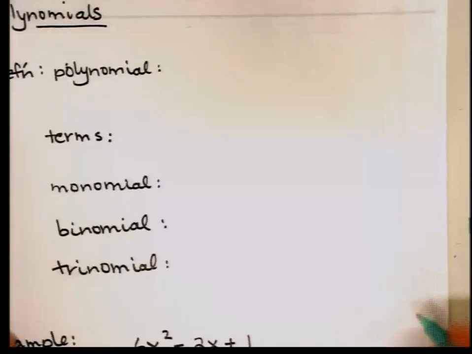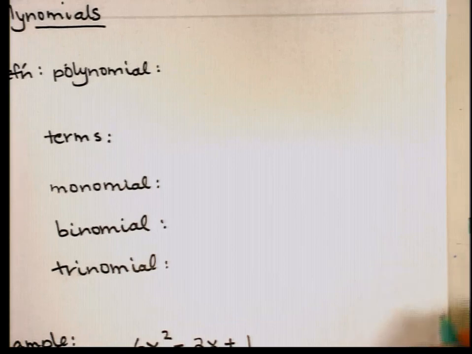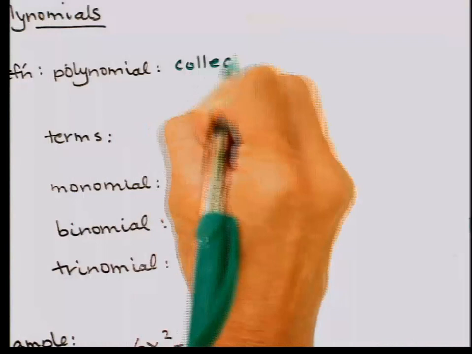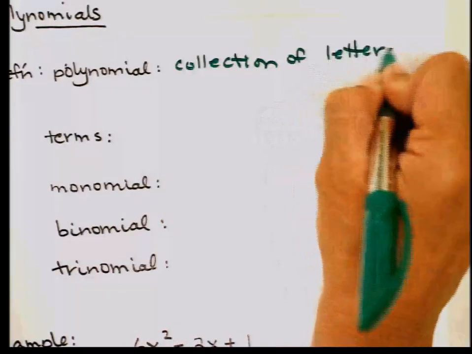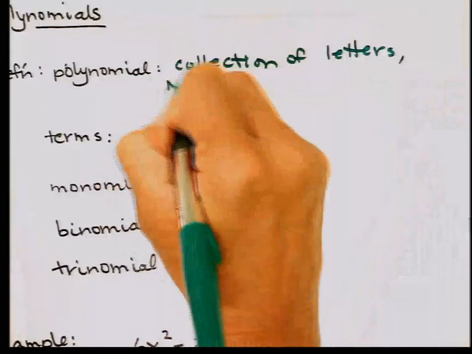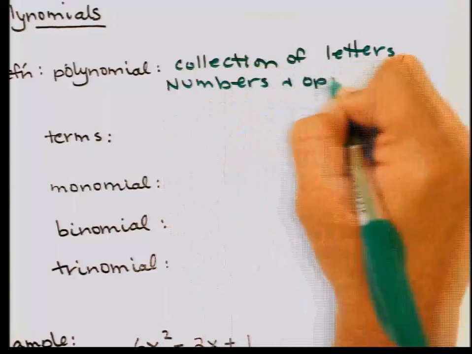Okay, so let's talk about polynomials. Polynomials are going to be our friends for the foreseeable future. So a polynomial is a collection of letters, variables, numbers, and operators.